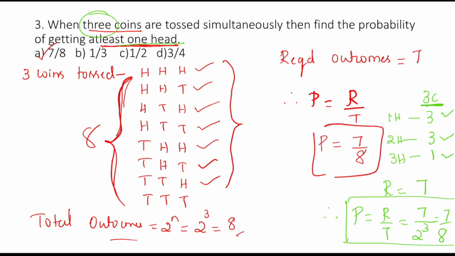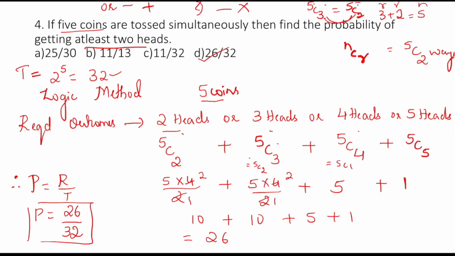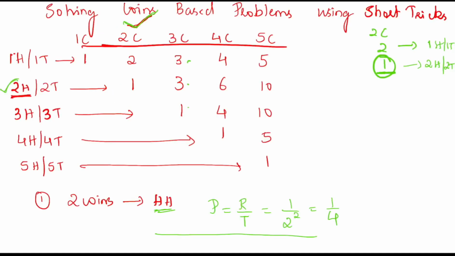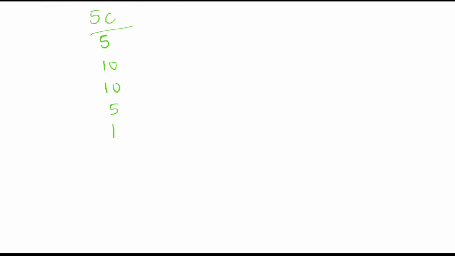Okay. Next problem. Now if 5 coins are tossed simultaneously, find the probability of getting at least 2 heads, they are saying. So when 5 coins are tossed, what is the table for us? It is 5, 10, 10, 5, 1. So this is the table, isn't it? This is for 1 head, this is for 2 heads, this is for 3 heads, this is for 4 heads, and this is for 5 heads, isn't it?